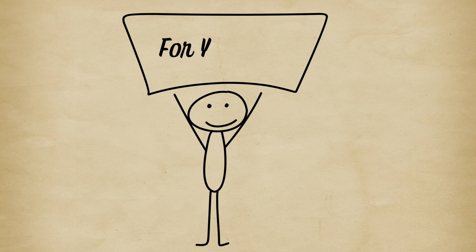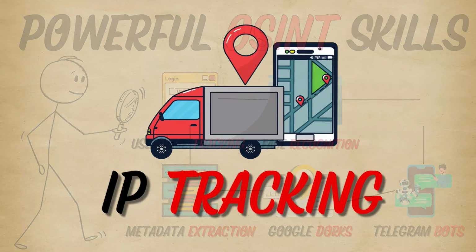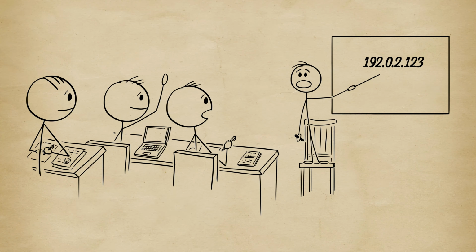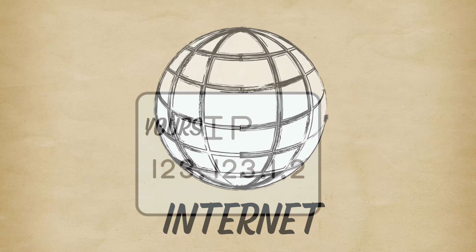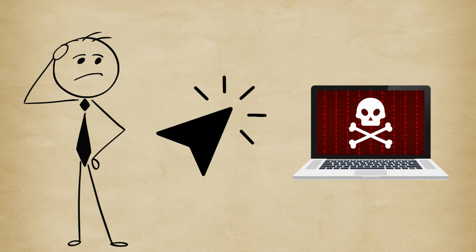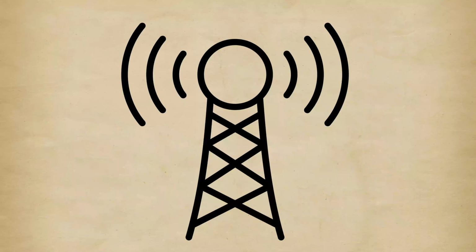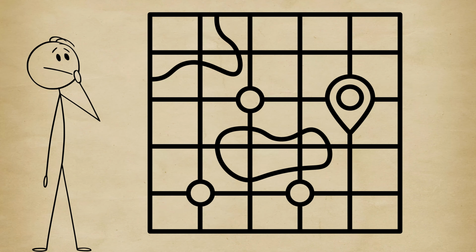For you, it's a reminder. Every photo you post is a potential breadcrumb. Now let's talk IP tracking. Your IP address is kind of like your home street address, but for the internet. OSINT tools can't just magically grab it. But if someone clicks on a specially crafted link, tools like Grabify can log the IP and reveal your city, ISP, and sometimes even your exact coordinates.